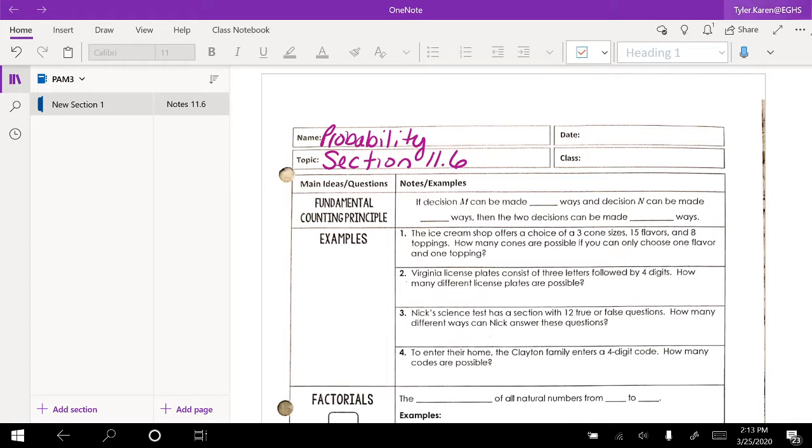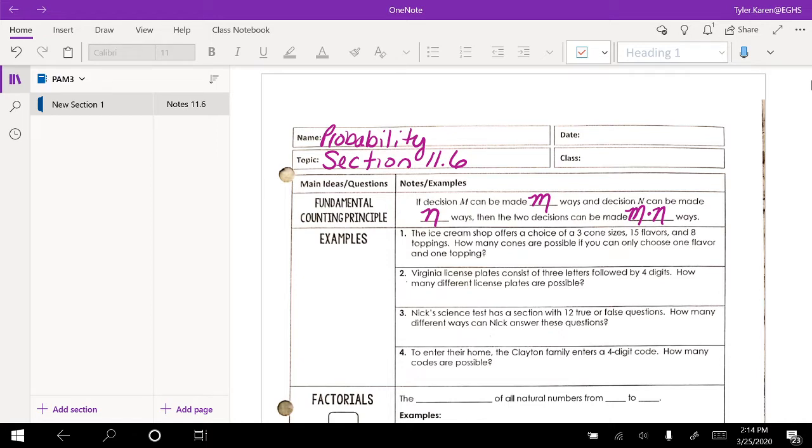So this is probably not the easiest subject to teach remotely, but we're going to give it our best shot. We're going to start off with what's called the fundamental counting principle, and this is probably one of the easiest probability problems to solve. It says that if decision M can be made M ways, and decision N can be made N ways, then the two decisions can be made M times N ways. So you just take the number of ways and multiply them together.